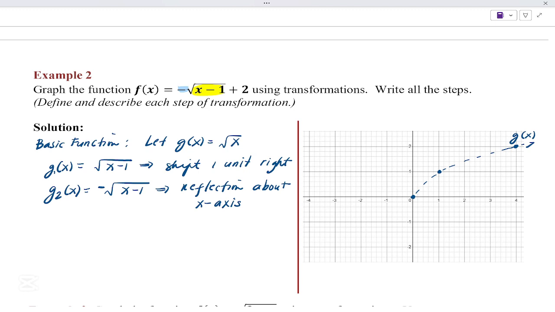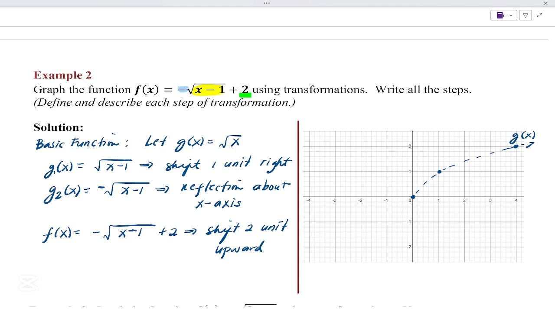And then lastly, we add 2. So we are done with the first term. We can now add 2, which gives the function f, equal to negative square root of x minus 1 plus 2. Meaning the graph is shifted 2 units upward.